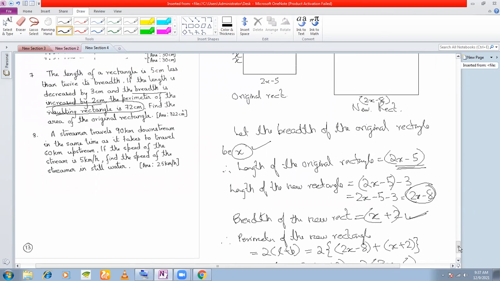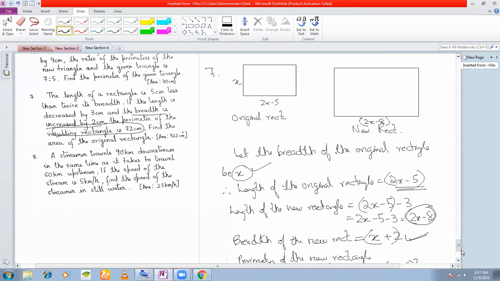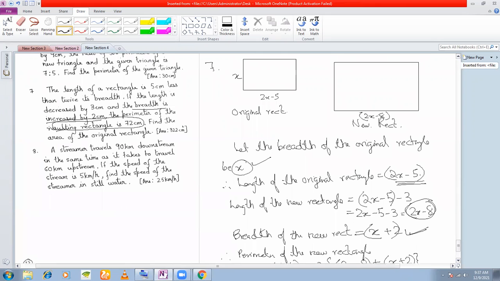The question here is find the area of the original rectangle. Okay, they have asked you the area. So what you will do is find out x from here, and you can find out the length of the original rectangle by putting the value of x here, right? The breadth of the rectangle is x. So you multiply these two after putting the value of x and you'll get the area. Is this clear?